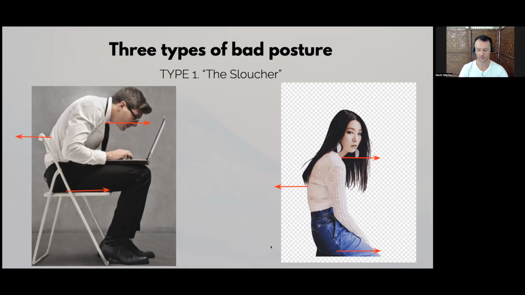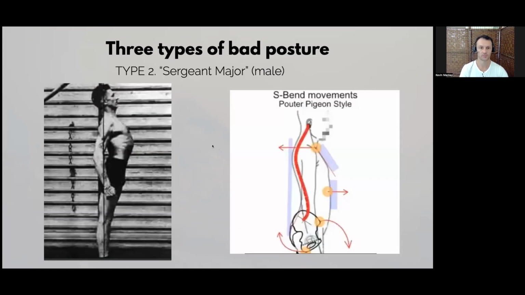So the next type, well, this is type 2. We'll call him the Sergeant Major. This is the male version. I'll show you the female version in a minute. He's doing similar things to the last guy, but it's in reverse. So he's doing three big movements also. Again, mostly out of awareness, but not quite for this guy, because he actually thinks he's standing up straight with his shoulders back. He has a kind of idea in his mind.